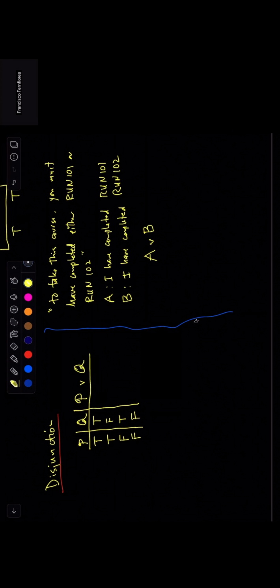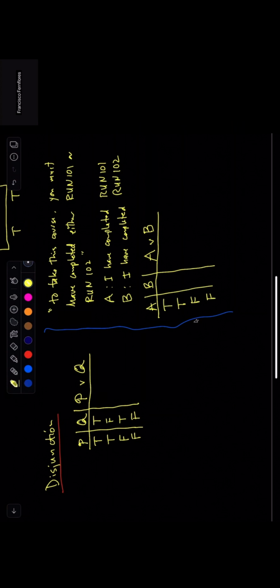Awesome. Let's think this through a little bit more carefully and ask, under what conditions is the sentence A or B true? So now I'm going to do a separate little truth table here that's going to motivate our general one. And I want to canvass all the logical possibilities. Remember, A is I have completed Run 101. So if it's true that I have completed Run 101, but false that I've completed Run 102, have I satisfied the requirements to take the course? And the answer is yes, because the person said you have to have completed either 101 or 102. So it's going to be true in the second row.